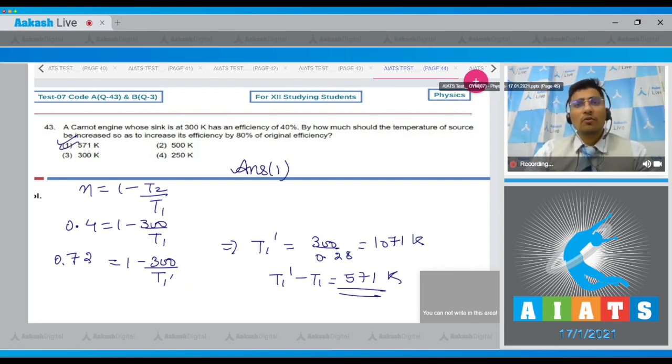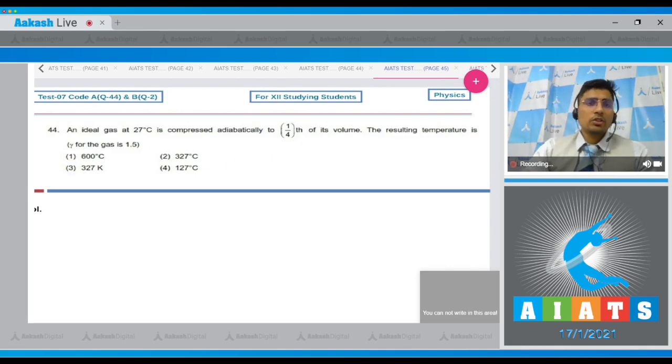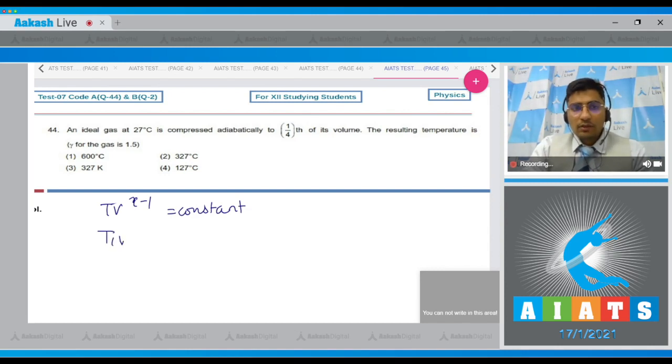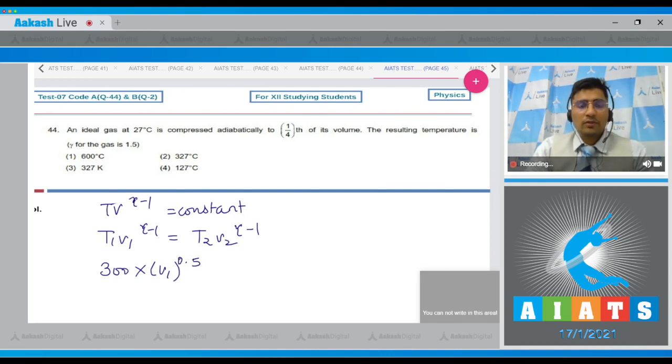Moving on to question number 44. Dear student, in question 44 the process is adiabatic, and for an adiabatic process TV to the power gamma minus 1 is constant. So T1 V1 to the power gamma minus 1 is equal to T2 V2 to the power gamma minus 1, that is 300 into V1 to the power 0.5. Gamma minus 1 will be 0.5 here, as gamma is 1.5.